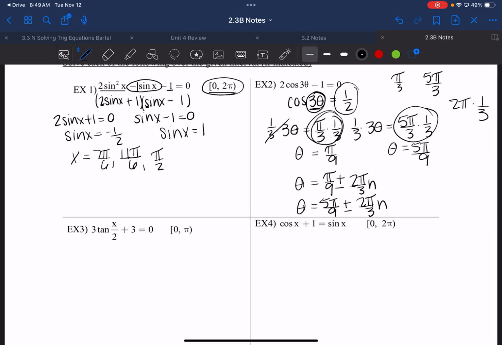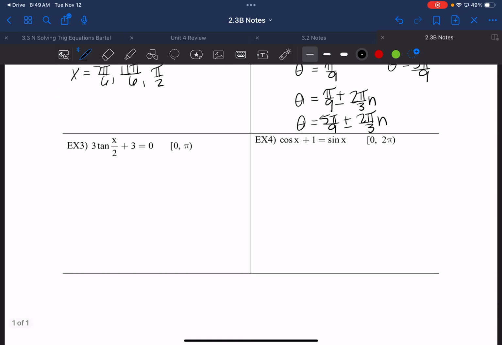All right, so number 3. I need to solve for tangent of x over 2. So what am I doing first? Minus the 3, and then divide by 3. So negative 3 divided by 3 is going to give us that tangent of x over 2 is equal to negative 1, right?